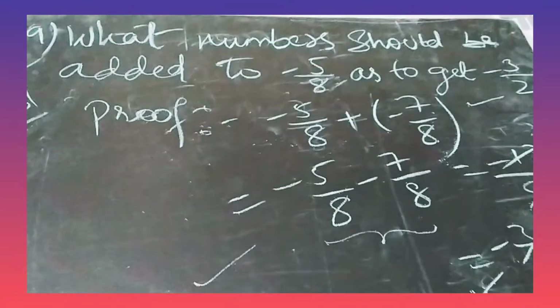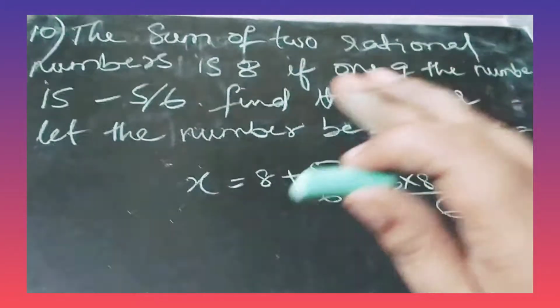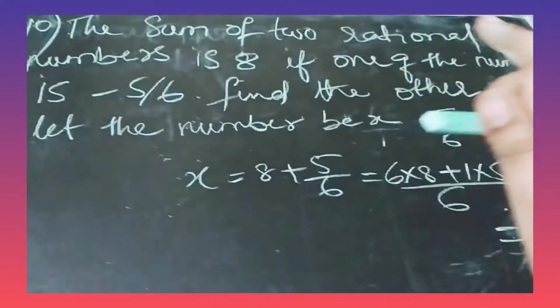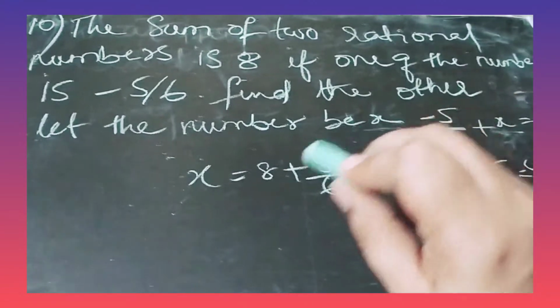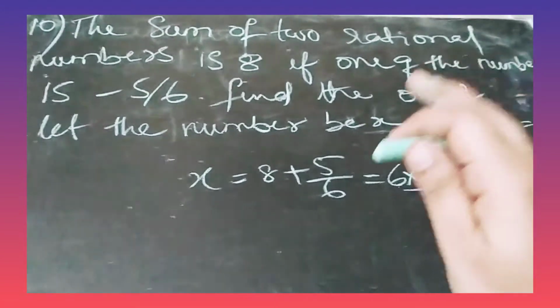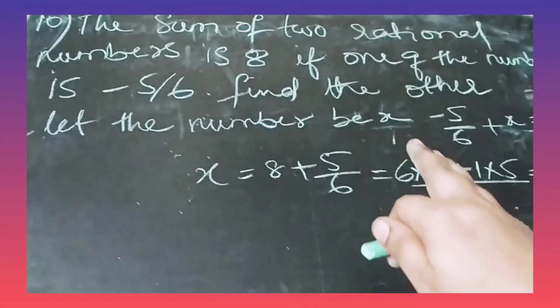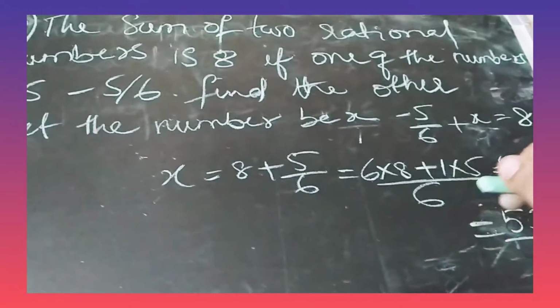10th sum: the sum of two rational numbers is 8. When we add the two rational numbers, the answer should be 8. If one of the numbers is minus 5 by 6, the first number is minus 5 by 6. The other number we don't know, find the other. Let the other number be x. We have to take the other number as x. Minus 5 by 6 plus x is equal to 8.